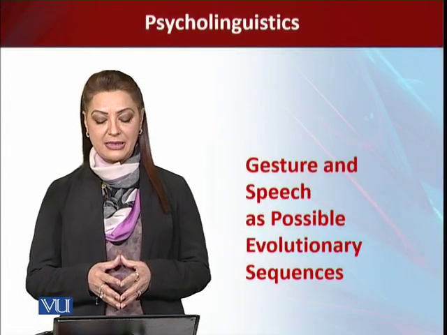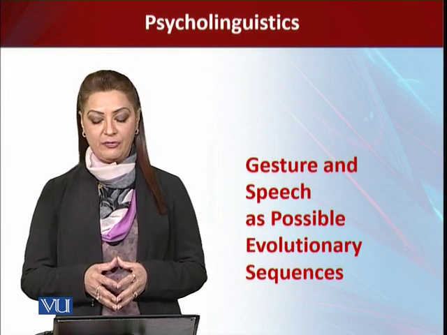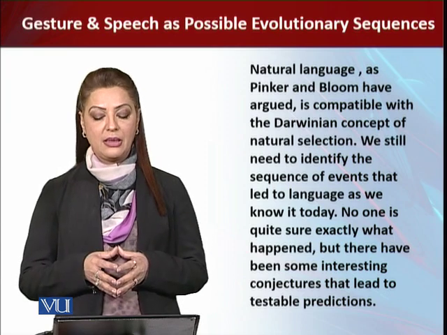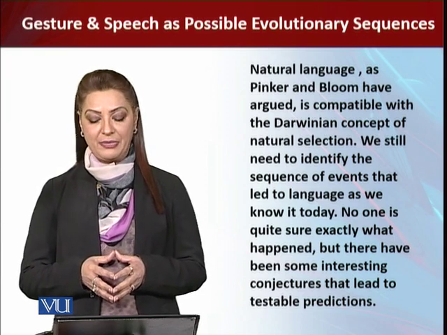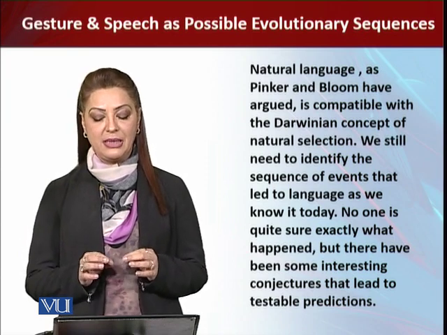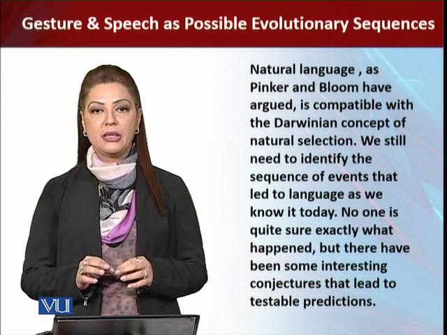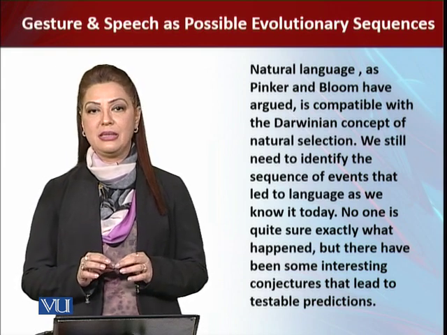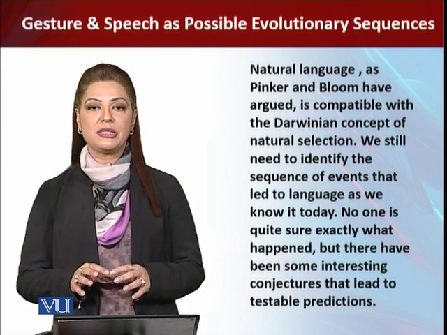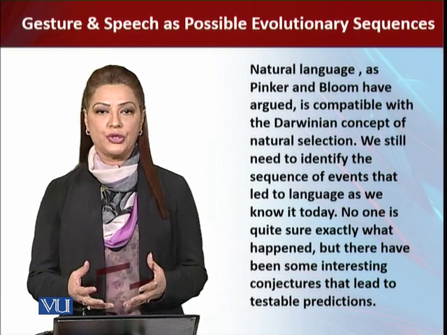Now we will discuss gesture and speech as possible evolutionary sequences. Natural language, as Pinker and Bloom have argued, is compatible with the Darwinian theory of natural selection. So, what is the theory of Darwin, which is natural selection? Natural selection theory refers to a mechanism for evolution.